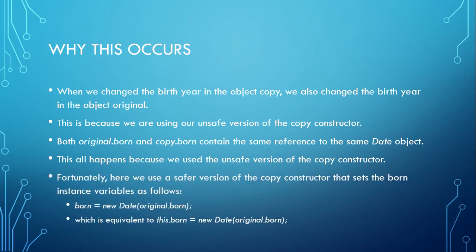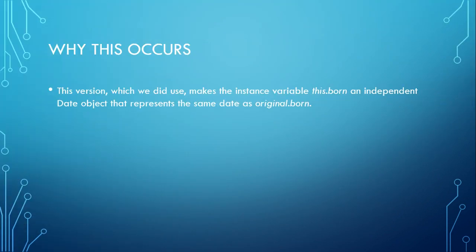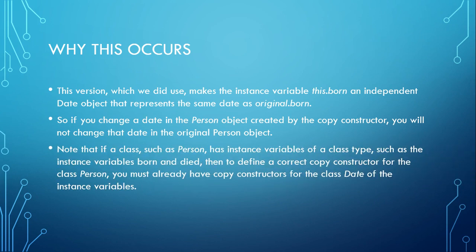Fortunately, here we use a safe version of the copy constructor that sets the born instance variable as follows: born = new Date(original.born), which is equivalent to this.born = new Date(original.born). Right. So this version which we did use makes the instance variable born an independent Date object, which represents the same date as original.born. So if you change the date in the Person object created by the copy constructor, you will not change that date in the original Person object.